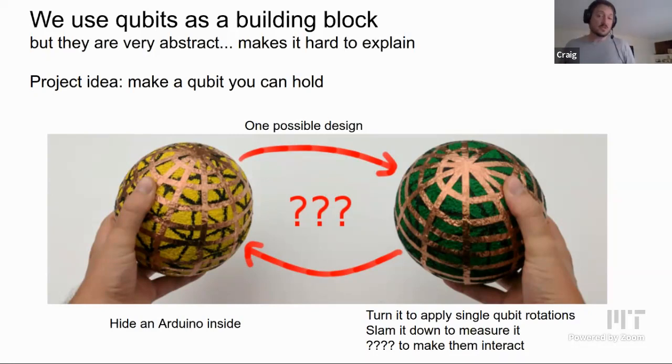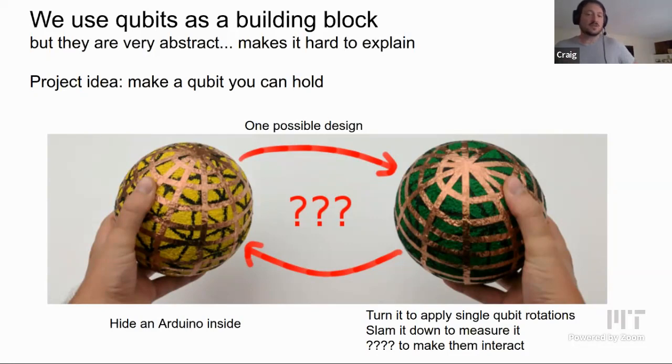I tried to do this once, and my version of it was these polystyrene balls with Arduinos inside of it to track the motion. And you'd turn the ball to rotate the simulated qubit and smack the ball to cause measurement. But I'm not very good with microcontrollers and physical objects, so I never got this to work well, and it ended up just sitting on my shelf over there.